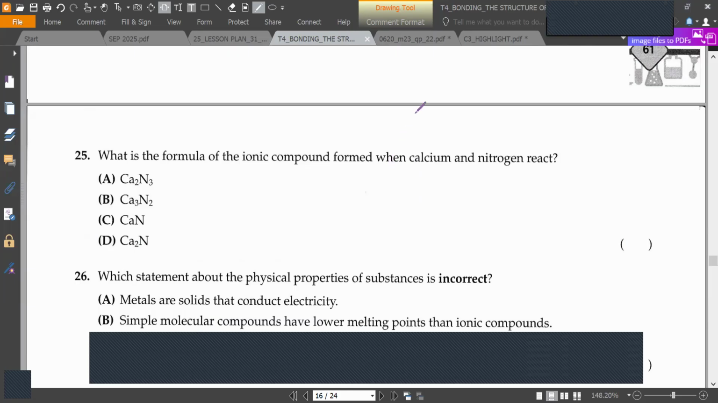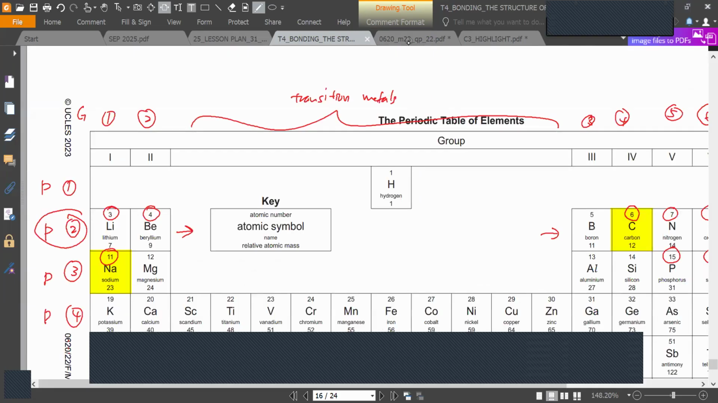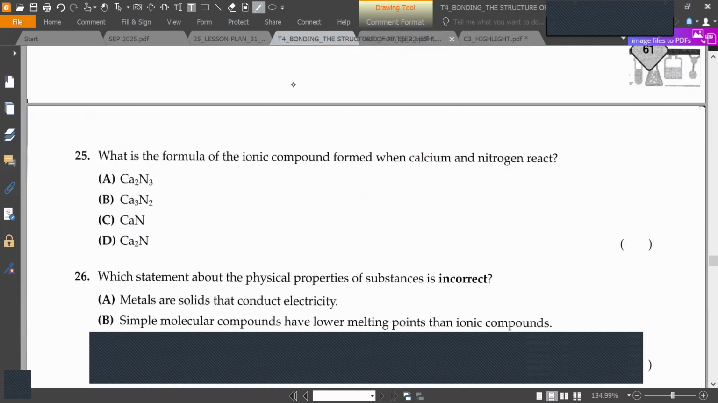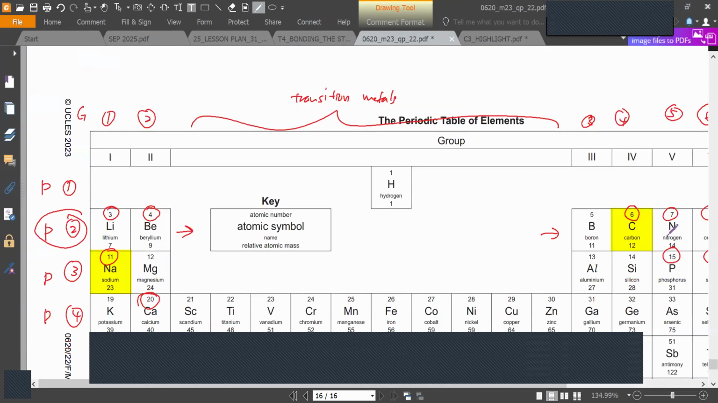Okay, calcium. If we look at the periodic table, calcium is group 2, meaning it will form a 2+ ion. Whenever we see group 2, we know that it will form a 2+ ion. Nitrogen is group 5. So what does it mean?